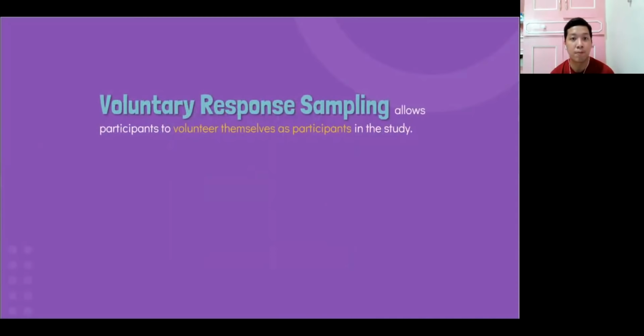Next is voluntary response sampling. Voluntary response sampling allows participants to volunteer themselves as participants in the study. Like convenience sampling, voluntary response sampling also takes advantage of the ease of access and availability of the respondents. However, one weakness of this method is that voluntary responses may have corresponding biases, either to the topic, like a strong affinity to the topic, or to the researchers themselves.